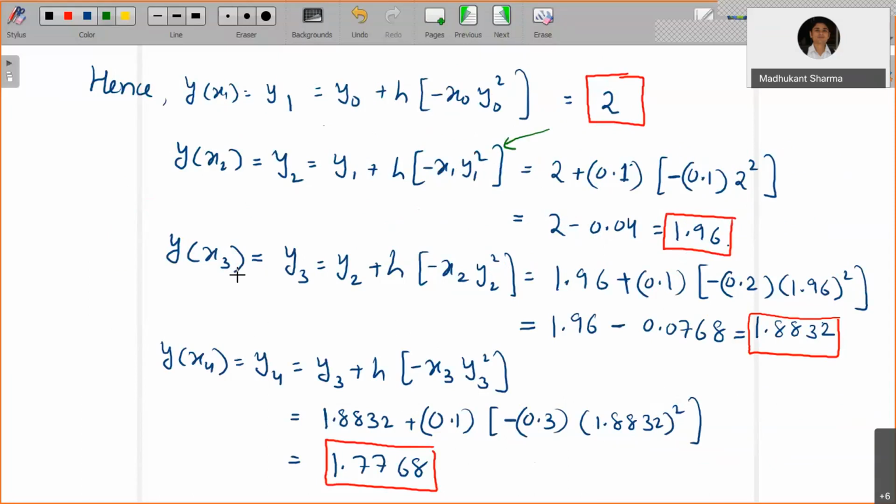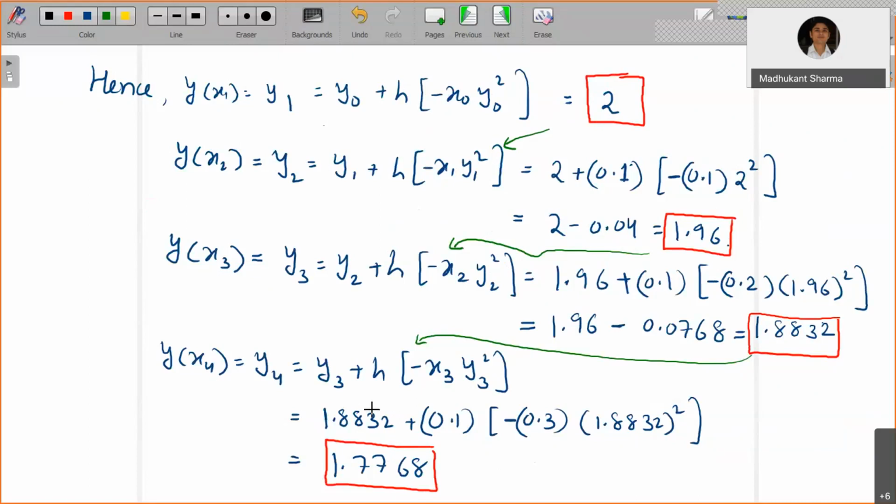Now use this y2 to get y3. So you are going to use this value here. Similarly, this value you are going to use here, and so on. So the final value y at x4 is going to be 1.7768. Now let's compare with the exact solution. It's a method, a tool which has been given, and you can use it to obtain the solution approximately.